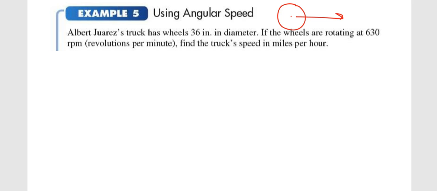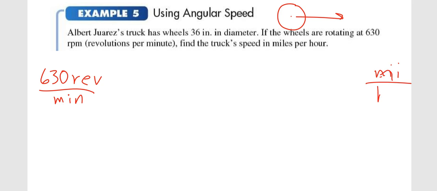So we're starting with 630 revolutions per minute. And by the time we get done, we want miles per hour. And yes, we will be doing a lot of factor label.